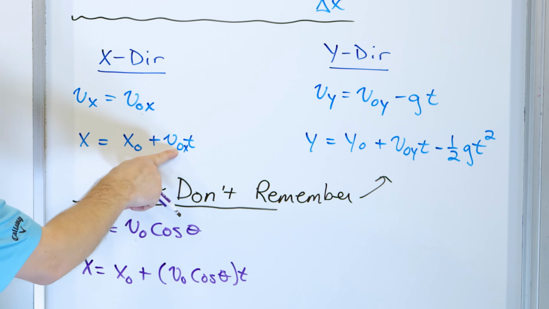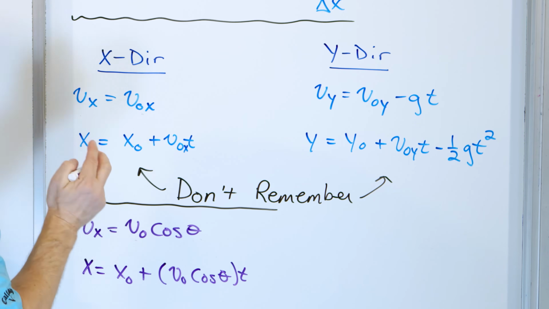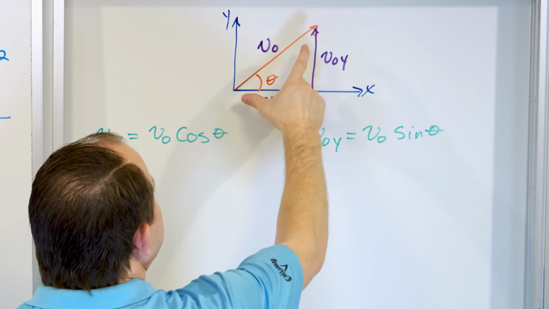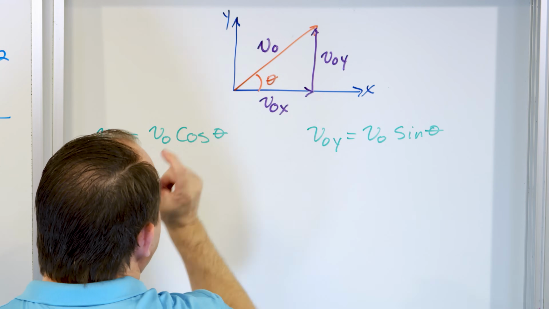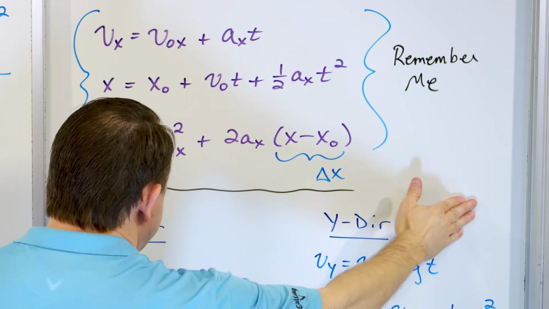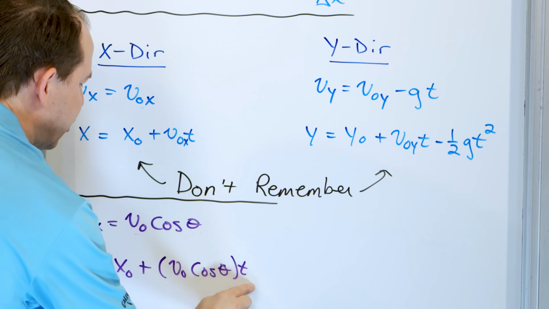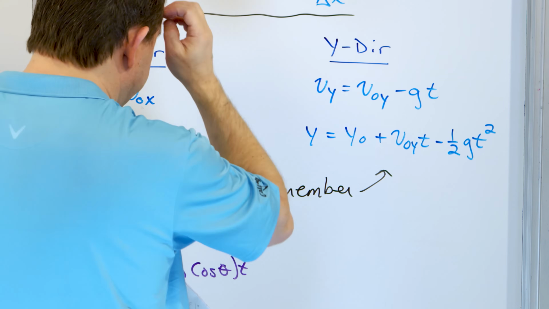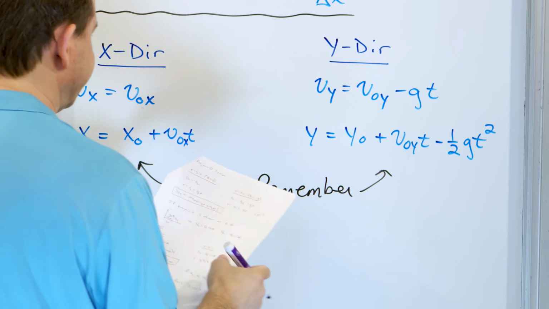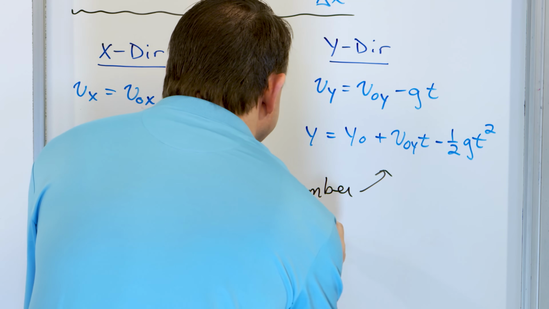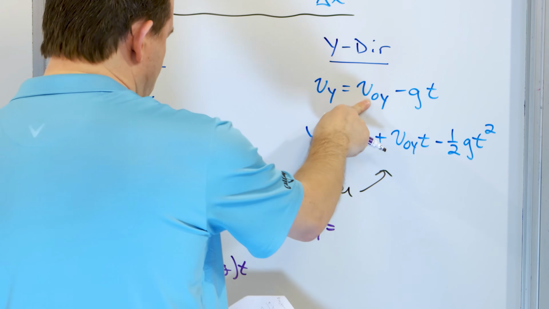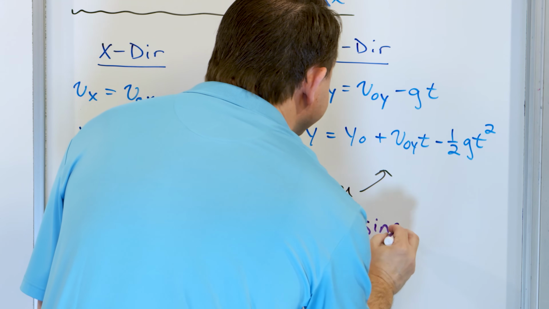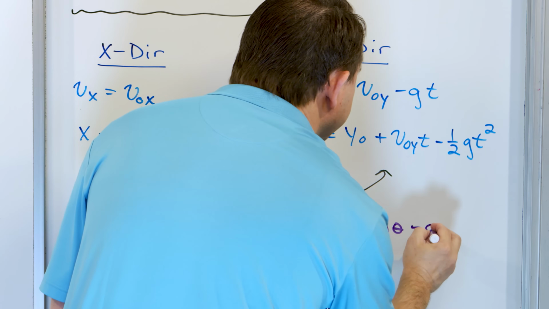Again, V naught x we know is V naught times cosine theta, because the x part of the velocity is the total velocity times the cosine, which chops it in that direction. And that is what goes into this equation. So now you have a new scary looking equation, but it really just comes from what we already know from above. Now let's do the y direction. Here we have V sub y is equal to V naught y, so we substitute in V naught times the sine of theta, and then we have minus gt.